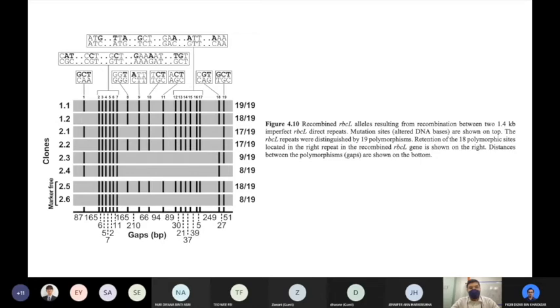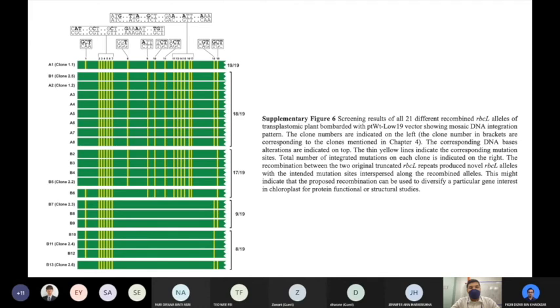So there are 8 different variants, and these were isolated from 21 different transformants with the mutation sites introduced. So they managed to recombine, showing this pattern of integration. Basically, out of 21, 8 of them were unique alleles.